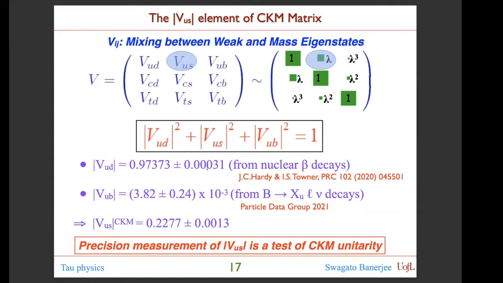equation. The precision that is obtained from the Vud is around 0.0031, and this directly translates into the error on the Vus obtained from the CKM universality. And the expectation is that we have about 0.2277 value for the Vus. So this is a precision test because the errors are already quite small.